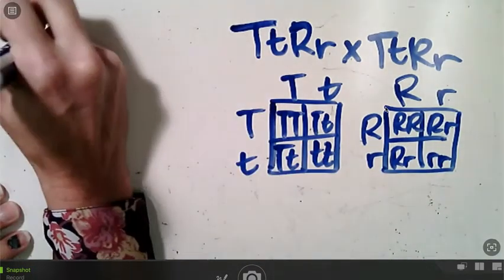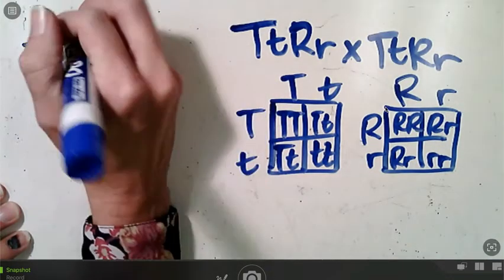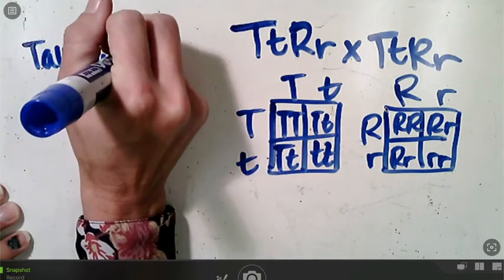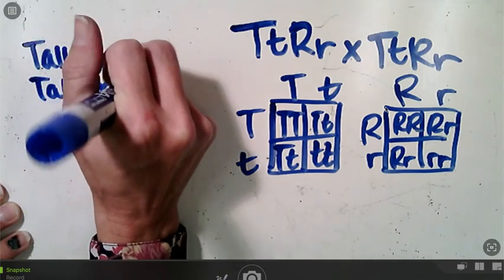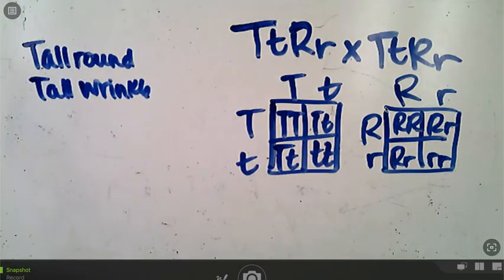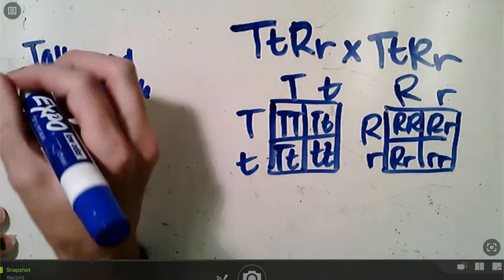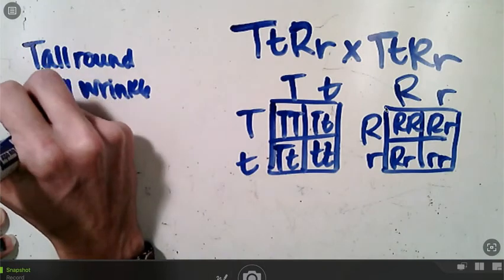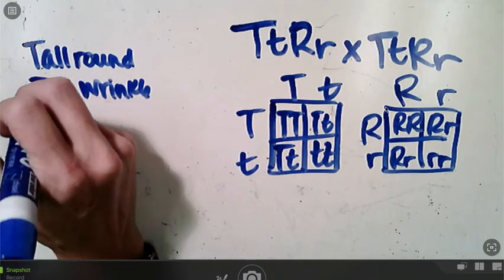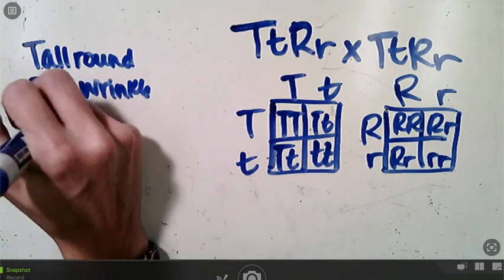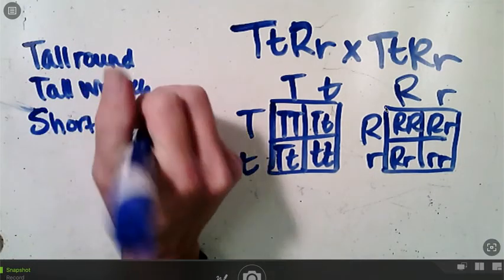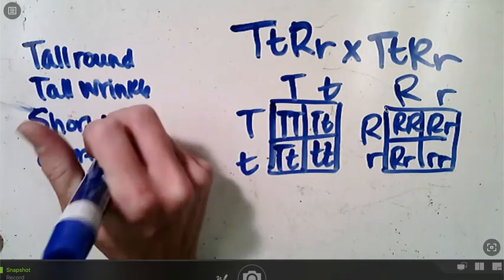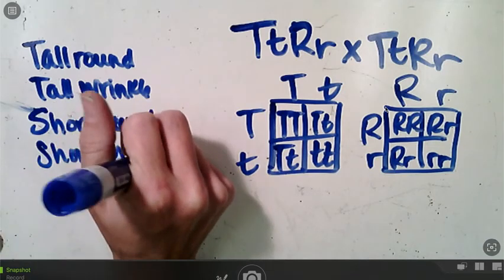So my list of tall and round, tall and wrinkle. And you also can start abbreviating your list like big T, big R, big T, little r, and stuff like that. But be careful in the beginning until you know what you're doing. Don't shortcut so much that you don't ever learn to do it completely. So there's my 4 options.